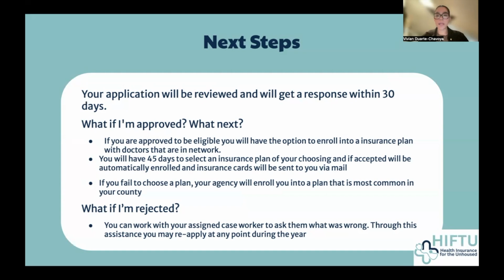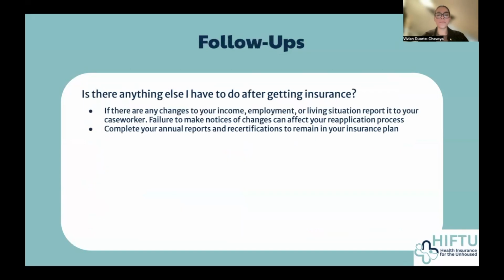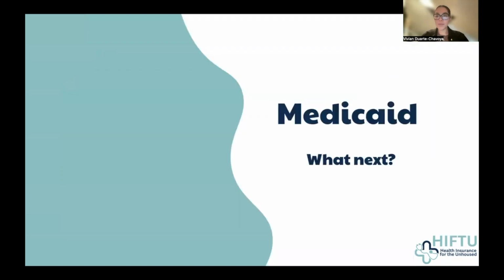If you fail to choose a plan, your agency will automatically enroll you into a plan that is most common. If you are rejected, you can work with your caseworker to see what went wrong. Through this assistance, you can reapply at any point during the year. Any follow-ups at this point when you have insurance are to make sure that you report any changes in income, employment, or living situations, and also complete any annual reports and recertifications to remain in your insurance. That's how you apply to Medicaid.